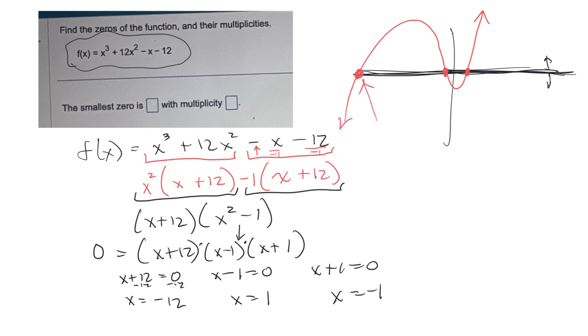Now here they say, what is the smallest zero? So that would be this one. This will be the smallest. Then this will be the middle one, and positive 1 will be the largest one. They say, what are the multiplicities? There's only one of each of them, and so they'll all have multiplicity of 1. So the smallest zero is negative 12, has multiplicity of 1. Then they'll ask you the next questions. Okay.